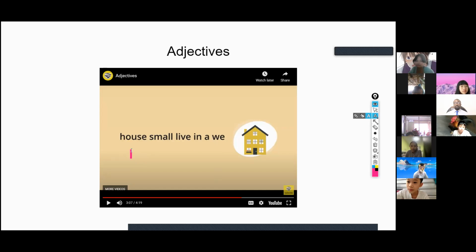We live in a house small. Very good try, but the last two words. So repeat after the teacher, okay? We live in a small house. Okay? We live in a small house.